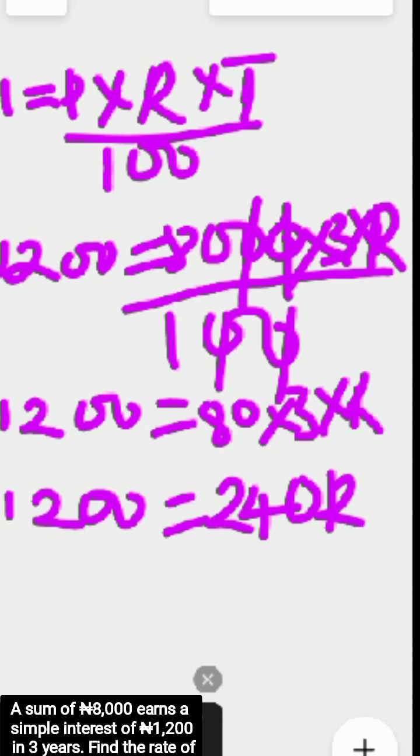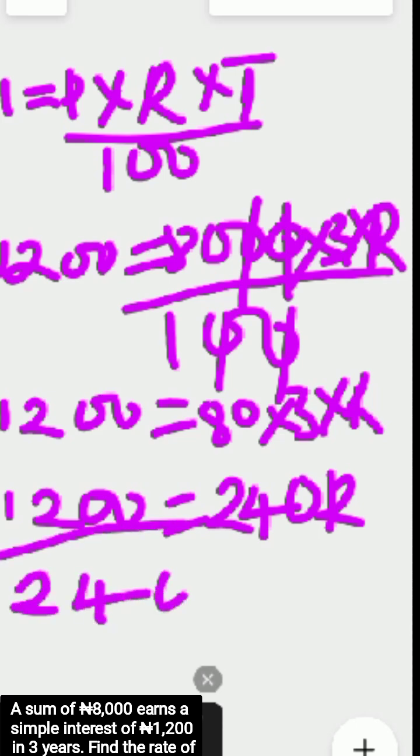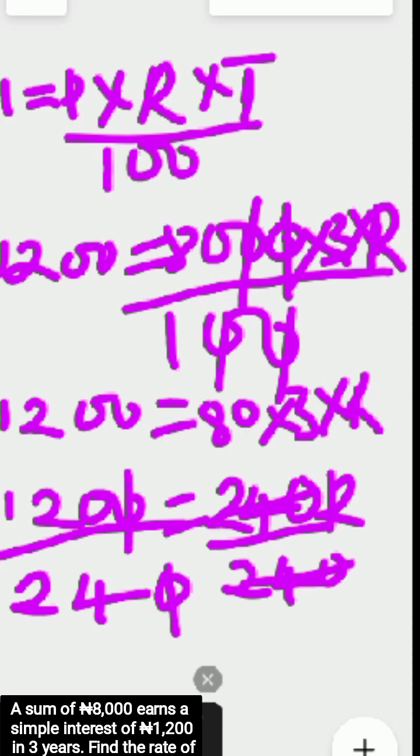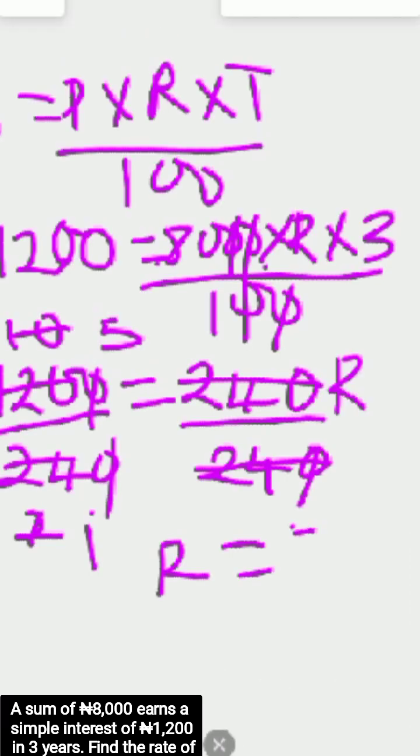So now to calculate for R, you have to divide both sides by 240. 240 will cross this 240. We have R remaining. So 1,200 divided by 240. 0 will cross 0. We have 120 divided by 24. Pause this video and divide it and play it to see if you get the answer. So have you divided it? What did you get? Our R is equal to 5.